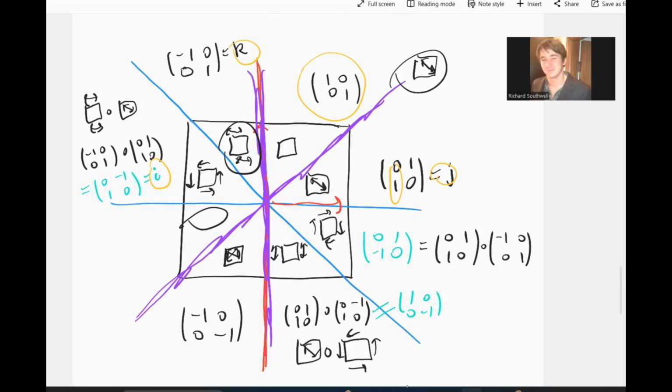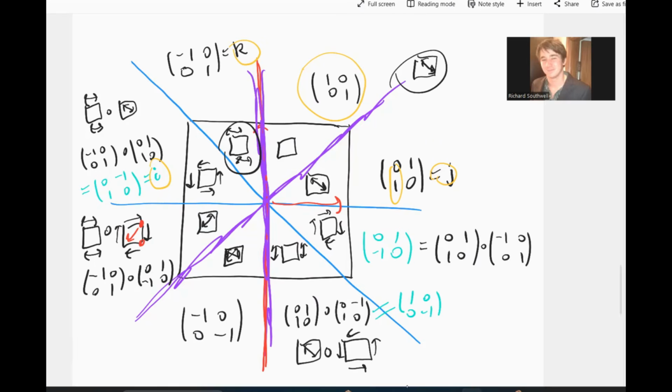And then finally, we can get something over here by applying this left-right symmetry, that's this one here, to this thing over here. So we've got this. And so if we start here, then we're going to stay in the same place. If we start here, we're going to move down here. So this is our missing diagonal flip.